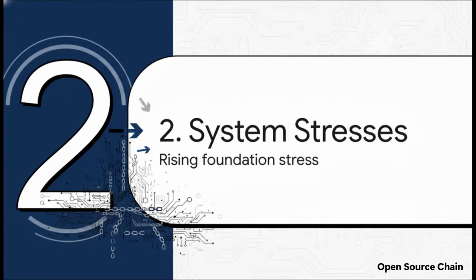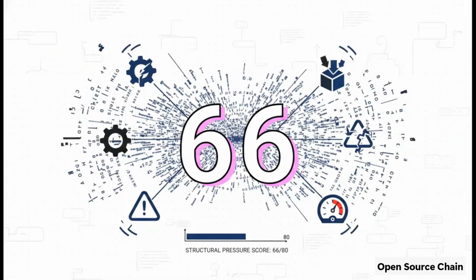Which leads us to Section 2, why the system stresses, rising pressure on the foundation. This dangerous mismatch builds incredible pressure on the entire system. So the THD methodology actually puts a number on this tension. It scores our current open source system at a structural pressure index of 66 out of 80. In this analytical framework, that is incredibly high. It basically means the tension is so severe that a forced adaptation, or a very visible break in the system, is practically inevitable. The system is just too pressurized to keep functioning like normal.